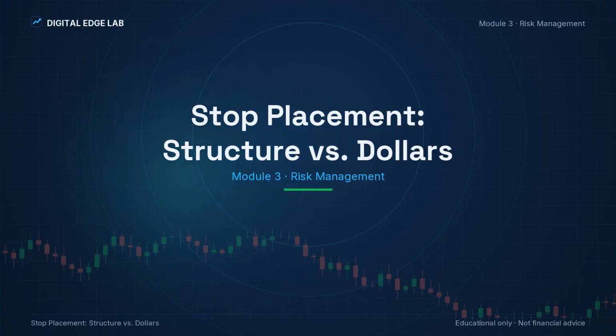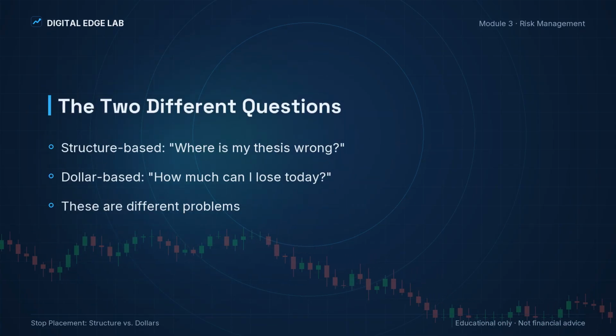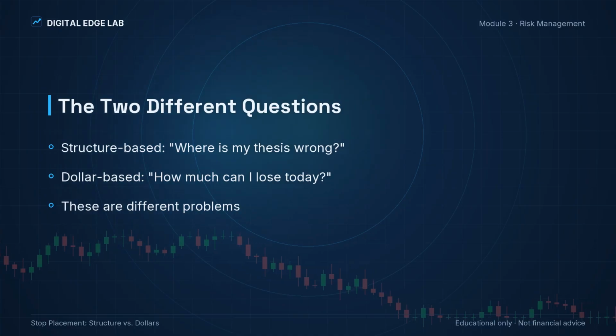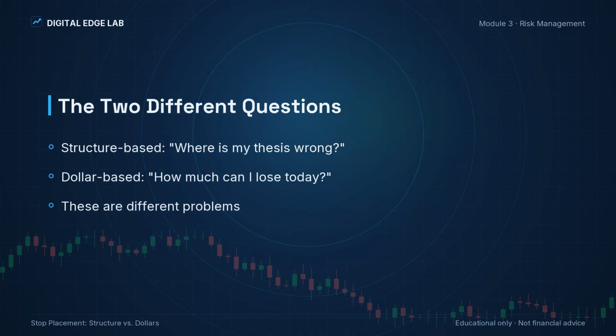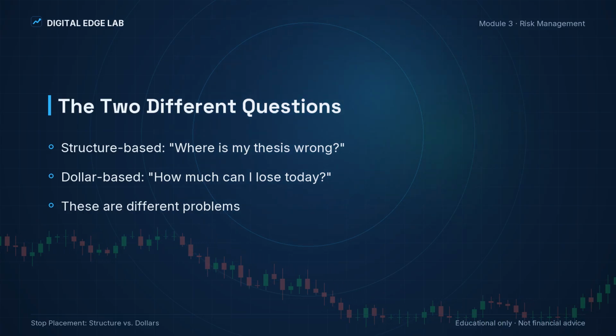A structure-based stop answers one question. At what price level does the market prove your trade idea wrong? You place it beyond a swing point, a range boundary, or a fair value gap. The places the chart itself has already defined.